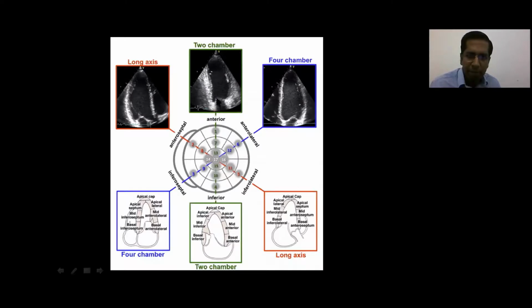Basal, mid, and apical. Likewise, you have the four-chamber here, anterolateral and inferoseptal, as you can see here in the blue. And this corresponds to the short axis view. Again, it's just a matter of calling it basal anterolateral, mid anterolateral, and apical, like that. Likewise here. So this is something which is again there as part of the guidelines, which you can continue to look at.